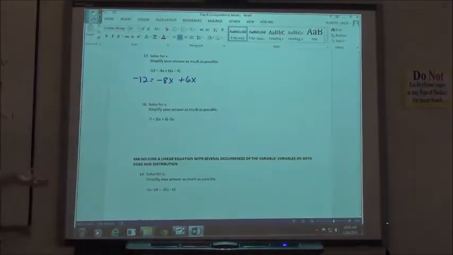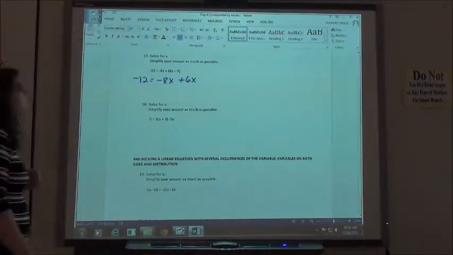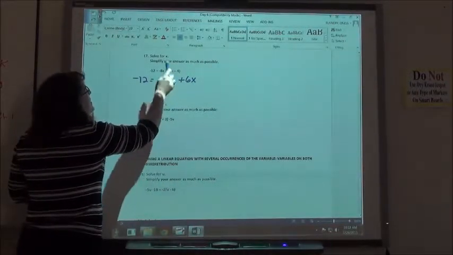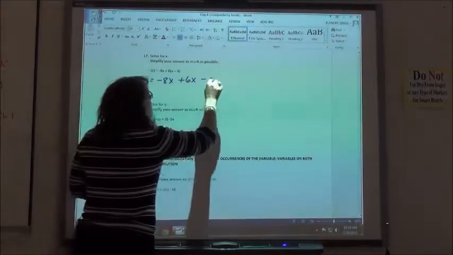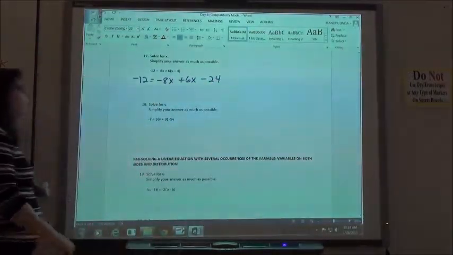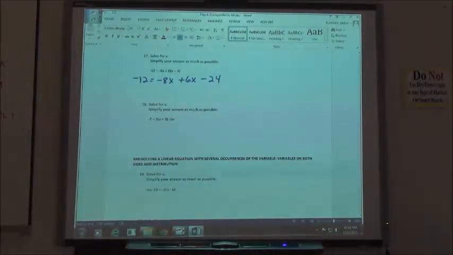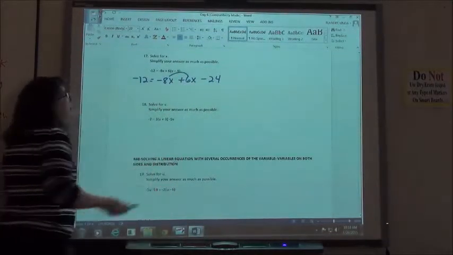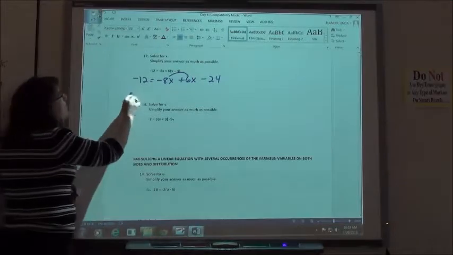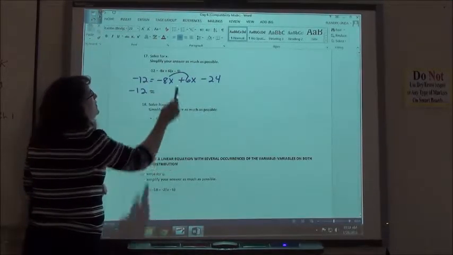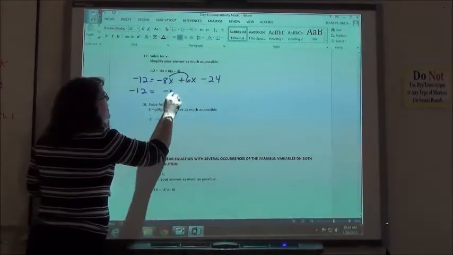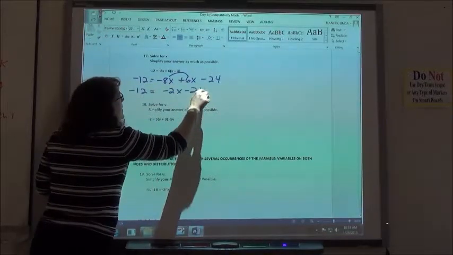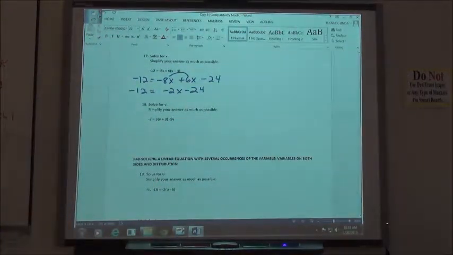But you want to try not to put two signs in a row, so just wait till you have the sign of the answer when you multiply. Positive 6 times a negative 4 minus 24. Got rid of my parentheses. I'm now going to combine my like terms. I can put my x's together. They're on the same side, so I'm just going to combine them. Negative 12 equals negative 8 plus 6 is negative 2x minus 24.